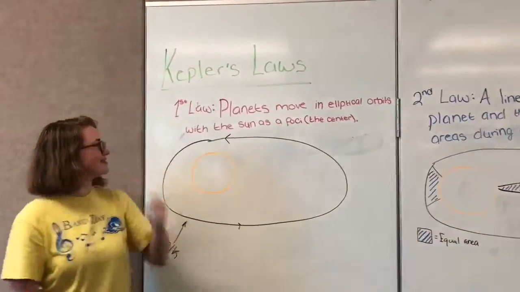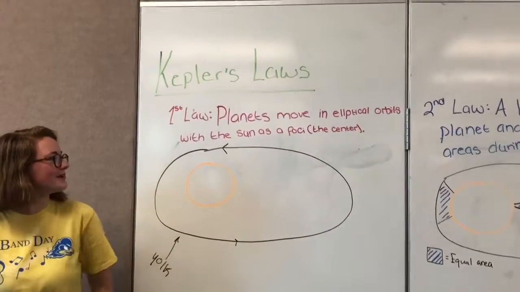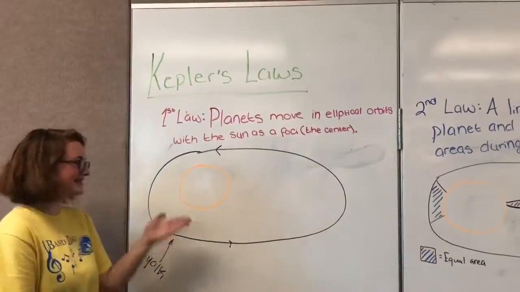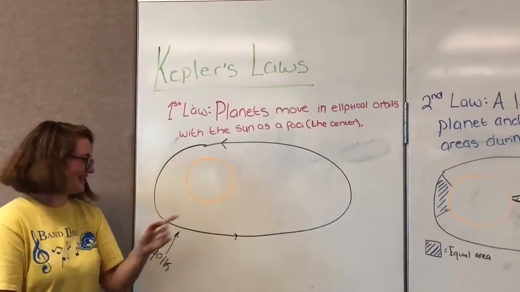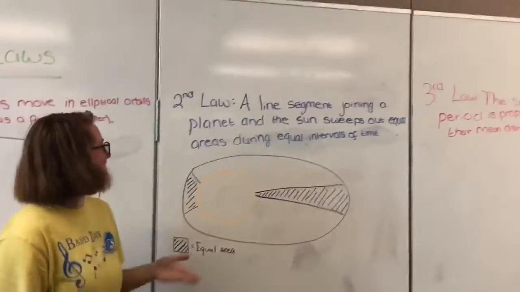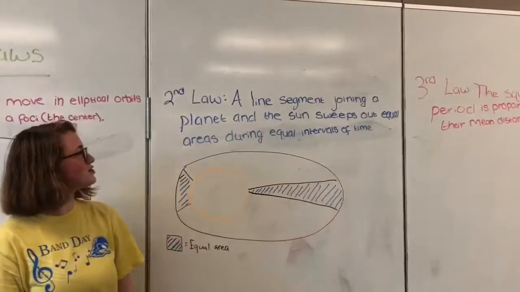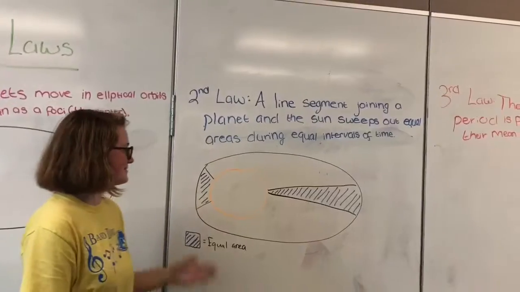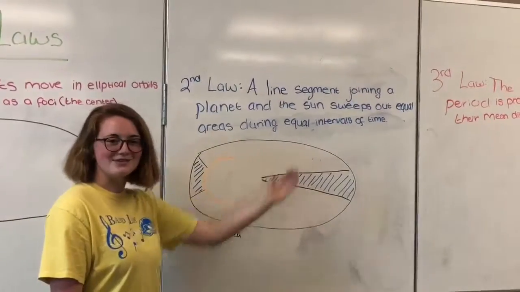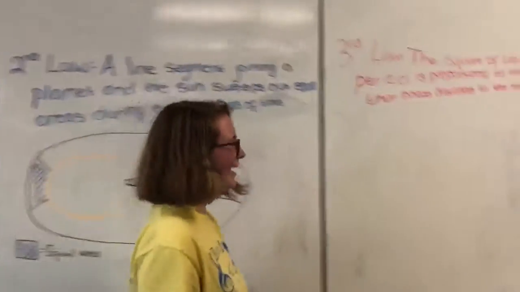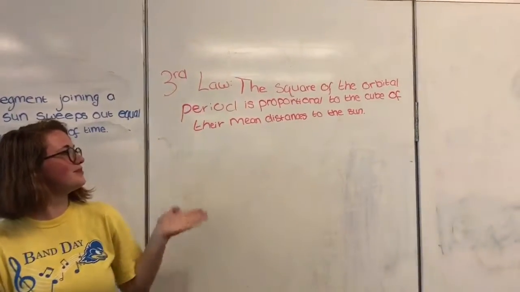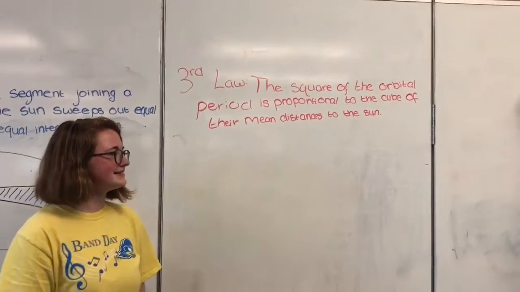Kepler's laws. The first law is planets move in elliptical orbits with the sun as one of the foci. The second law is a line segment joining a planet and the sun sweeps out equal areas during equal intervals of time. So, equal areas in equal time. Third law. The square of the orbital period is proportional to the cube of their mean distances to the sun.